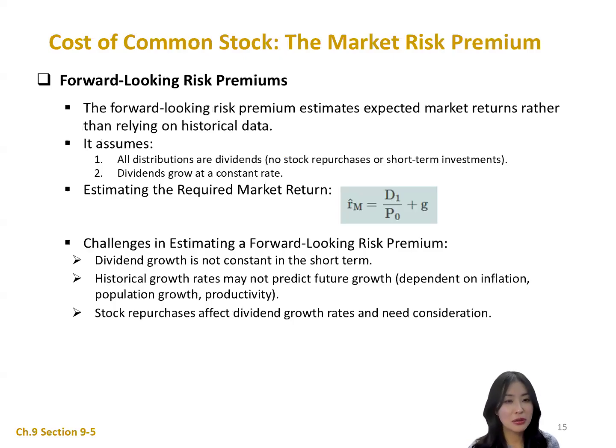First, dividend growth is not constant in the short term. While we may assume a steady growth rate over the long run, in reality, companies adjust dividends based on market conditions, profitability, and economic cycles. This makes it difficult to predict the exact future growth rate. Second, relying on the historical dividend growth rate can be misleading, because future growth depends on several external factors like inflation, population growth, and productivity.